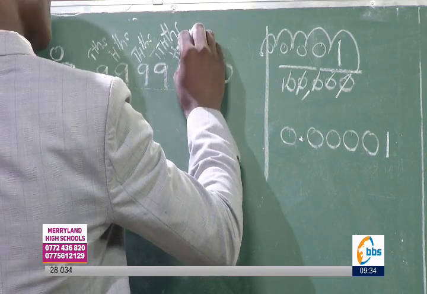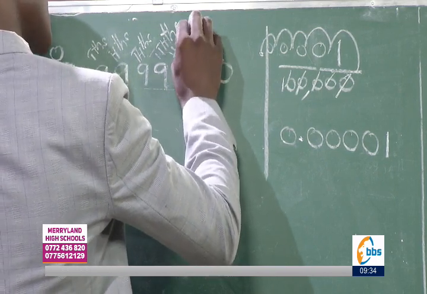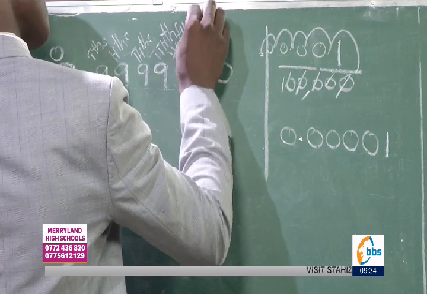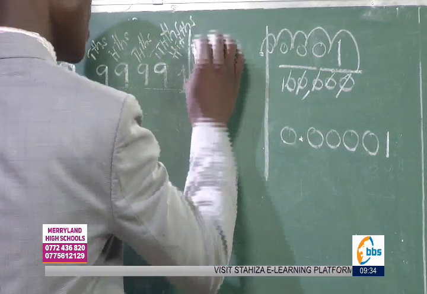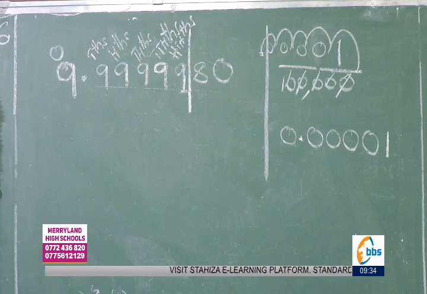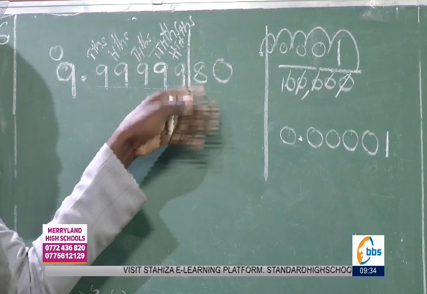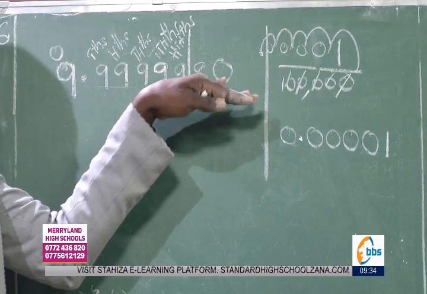This is 100,000. Then this will be million. This is million. You write a million, you add THS. That's the place value of that 8 million. This will be 10 million.